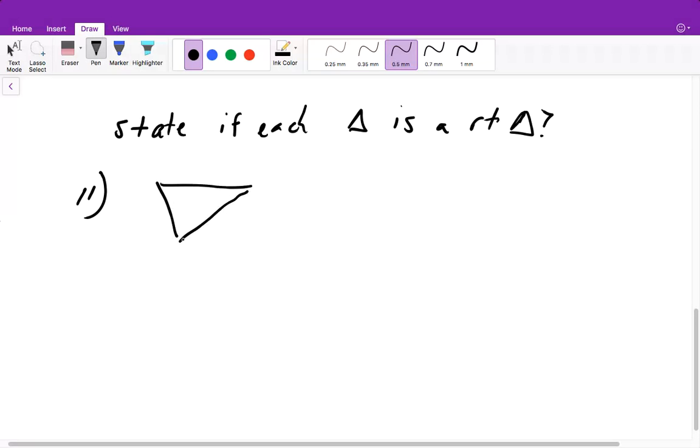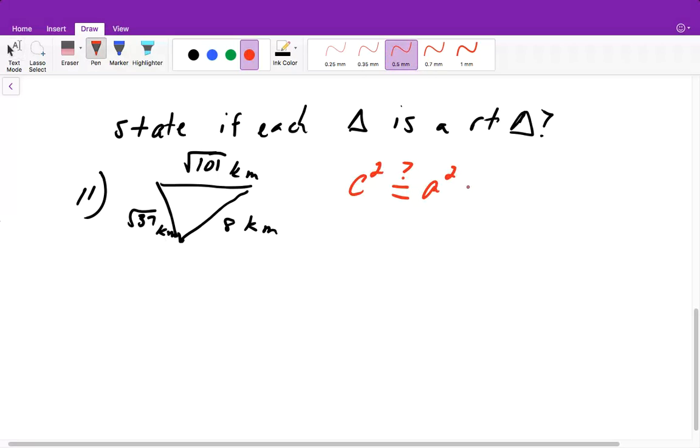triangle here. We're given the square root of 101. We're given the square root of 37. And we're given 8 kilometers. So these are all kilometers. All right, so before you get started, if we're asked to state, is this a right triangle? Remember I said that you should now start writing your c squared first. And we're asking, is c squared equal to a squared plus b squared?